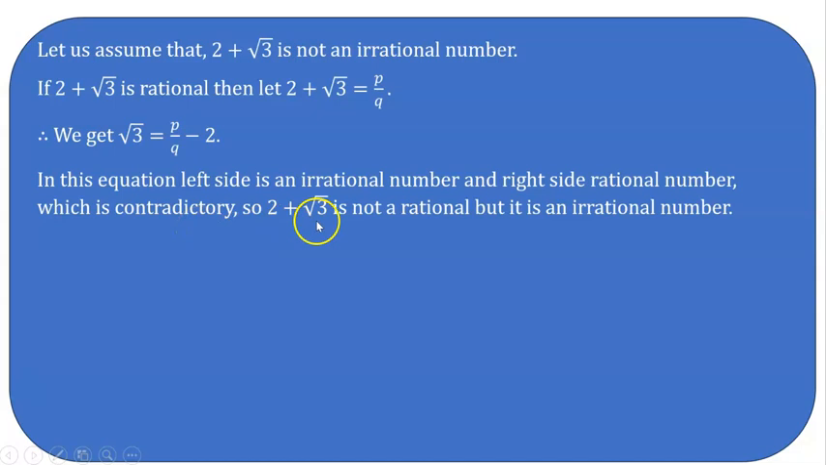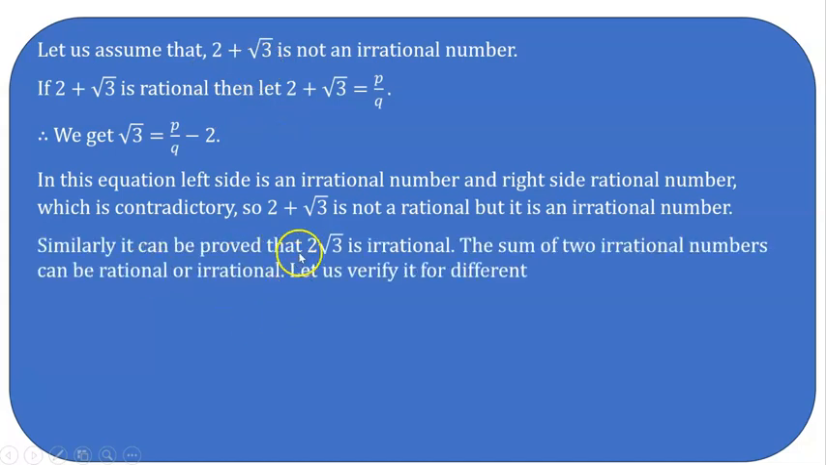So 2 plus root 3 is not a rational number, but an irrational number. Which means our assumption was wrong, and hence 2 plus root 3 is an irrational number. Similarly, it can be proved that 2 root 3 is irrational. The sum of two irrational numbers can be rational or irrational. Let us verify it for different numbers.